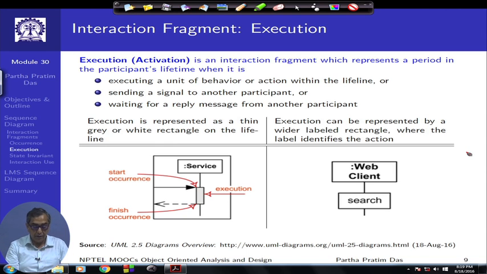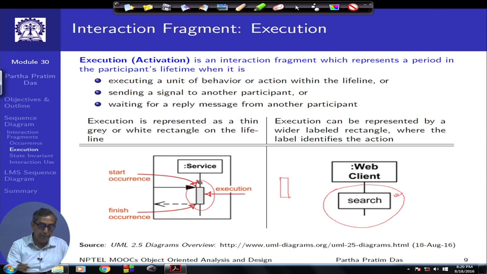So, we depict these in terms of the execution fragment. The execution is typically drawn out in terms of rectangular boxes. You have been seeing this already. So, you have understood they are filled in gray or they could be just left blank, or alternately we could also use a bigger kind of rectangle and write the name of the execution. So, here search is an execution fragment.